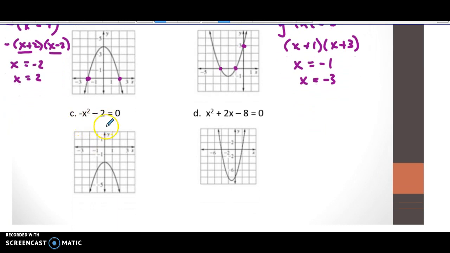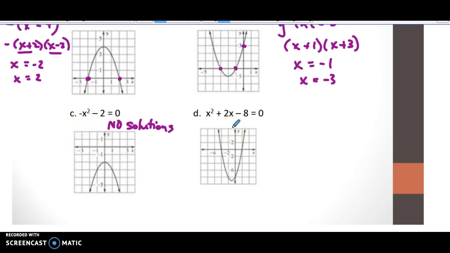On letter C here, I notice my parabola opens down because I have a -a value, and I also have no solutions because this graph never crosses the x-axis. And I'm also noticing as I look at this that this is one that could not have been factored. This doesn't fit any of our special products rules, and there's no way to factor this.